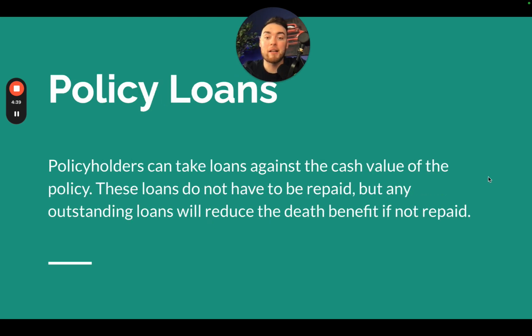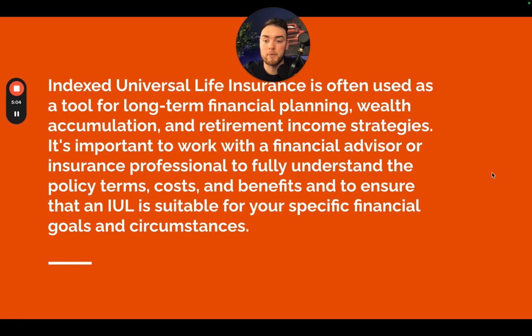And then there are the policy loans. Policyholders can take loans against the cash value of the policy. These loans do not have to be repaid, but any outstanding loans will reduce the death benefit if not repaid, which is awesome. So you can take out as many loans as you'd like. You never have to pay them back, right? And if you don't pay them back, whatever the outstanding loan balance is will just get covered by your death benefit.